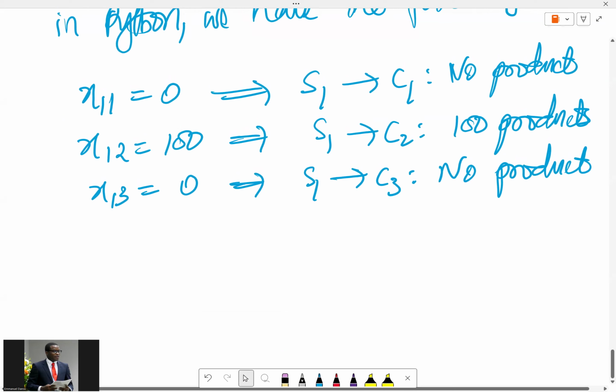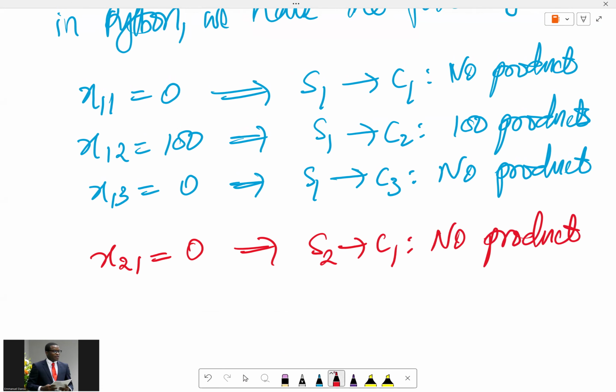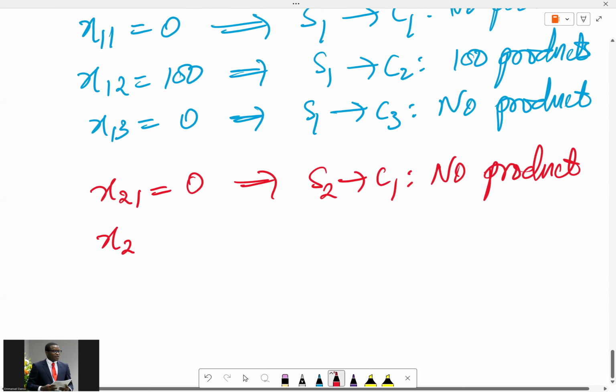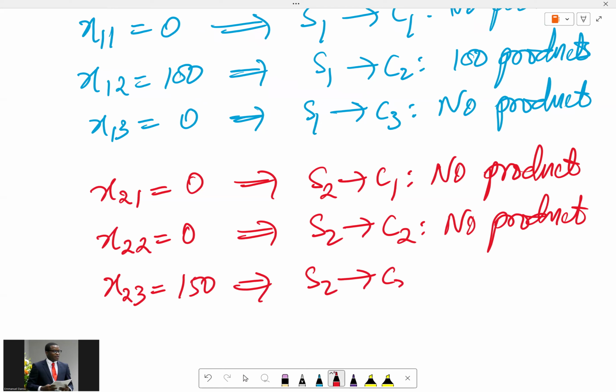Then we also have x21, which is also 0. That means that from supplier 2 to consumer 1, no products, don't supply any product. Then x22 is equal to 0 also. That means that from supplier 2 to consumer 2, don't supply anything. Then x23 is equal to 150. So it means that from supplier 2 to consumer 3, supply 150 products.